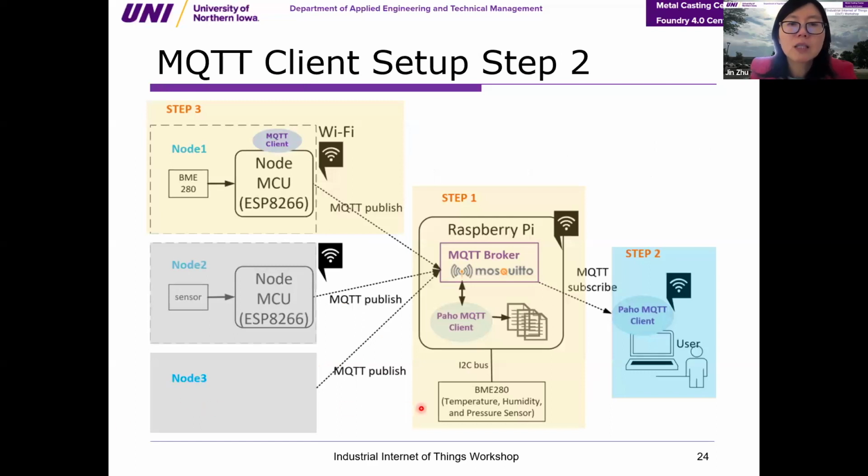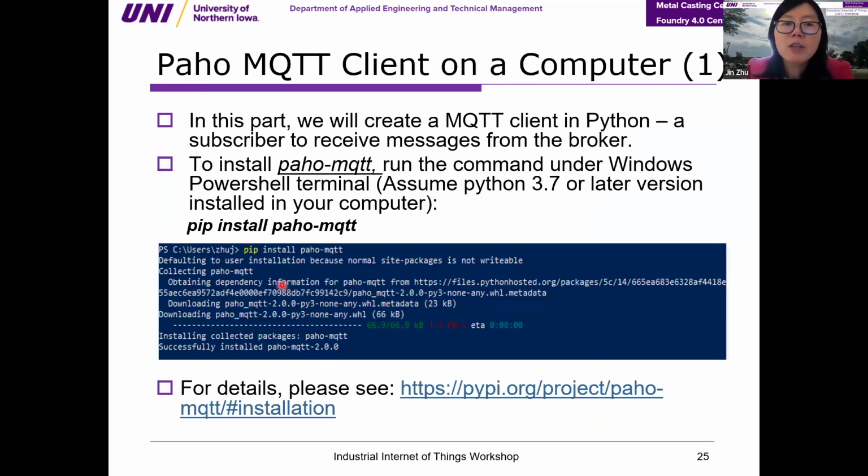So this is how it works. That's the first step finished. The next one will be the second step. In other words, you're going to set up an MQTT client in your local computer. So how do you do this? Again, you first need to use pip to install the whole MQTT package in your computer. This is pretty straightforward, and you can also click this link to see all the details about installation.